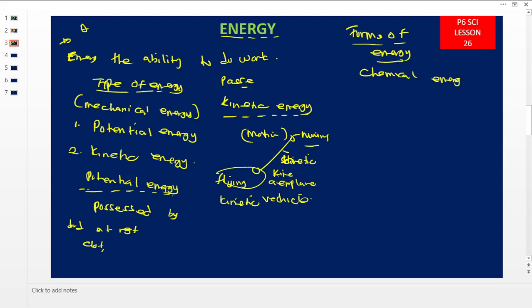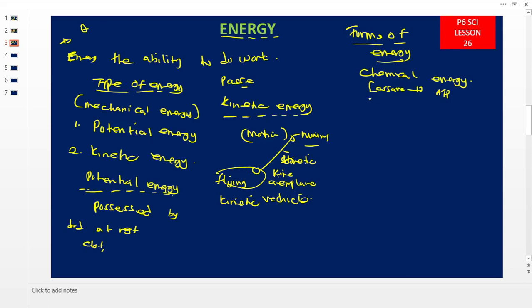Where do we get chemical energy? That is the food we eat. The food we eat possesses or gives us what we call chemical energy. When you eat cassava, that cassava has chemical energy, which is going to be turned by your body into what we call ATP, and you start running and doing other things.